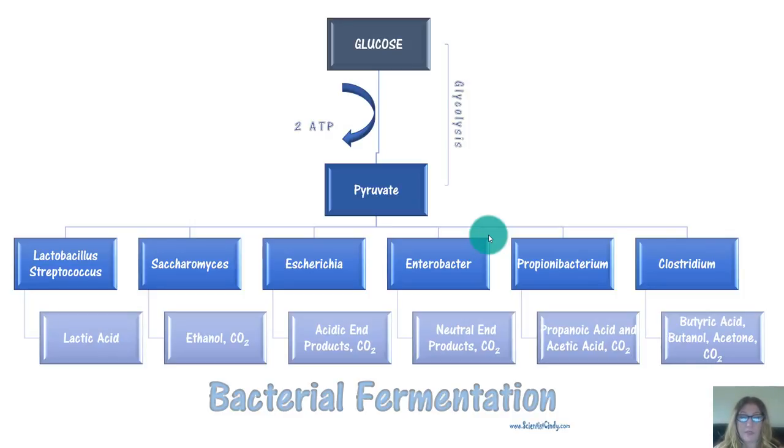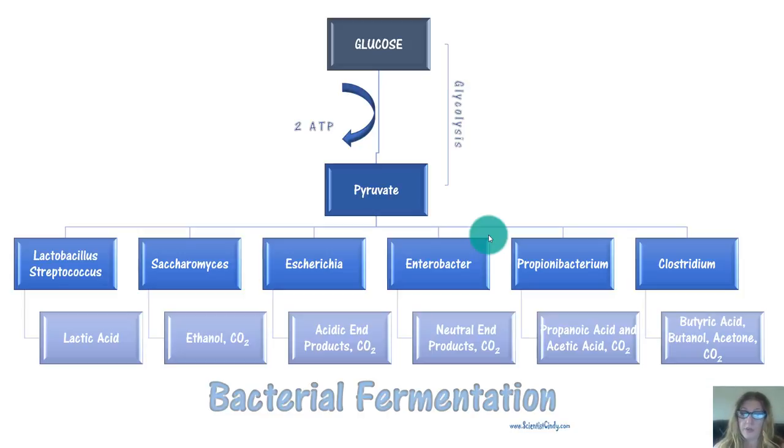So here's some of the important bacterial fermentation pathways that you should know. So we've got glucose generating 2 ATP during glycolysis and producing pyruvate. And then here are some bacteria and some of their end products that they produce during their individual types of fermentation. So Lactobacillus and Streptococcus are your lactic acid bacteria, and they're going to perform lactic acid fermentation. Your Saccharomyces cerevisiae is going to perform your alcoholic or ethanol fermentation.